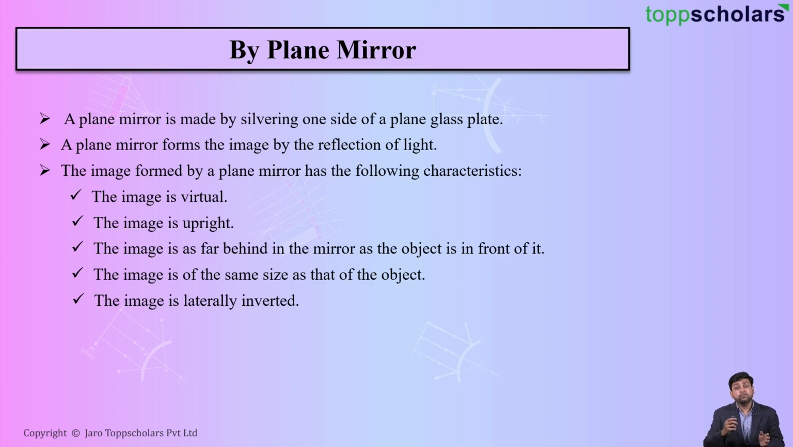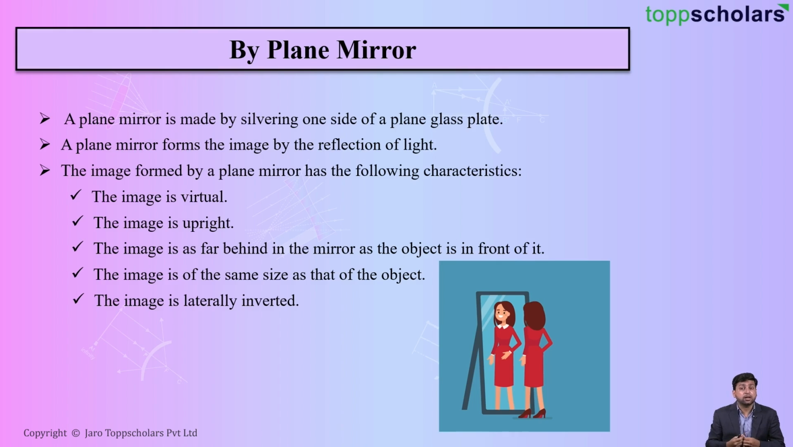For example, if you observe the image in this particular mirror, can you see a lady standing in front of the mirror? So the image in the mirror is laterally inverted.